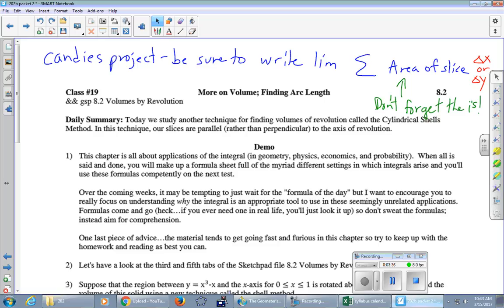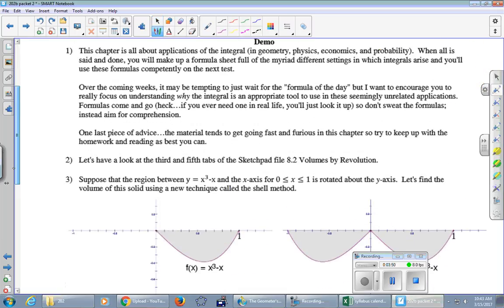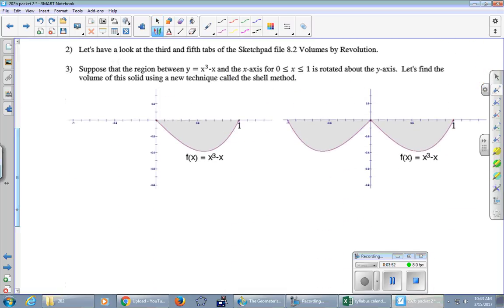So daily summaries. Today we study another technique for finding volumes of revolution called the cylindrical shells method. In this technique, our slices are parallel rather than perpendicular to the axis of revolution. We're going to skip some of this text here and jump down to number 2, which says, let's have a look at this animation here.